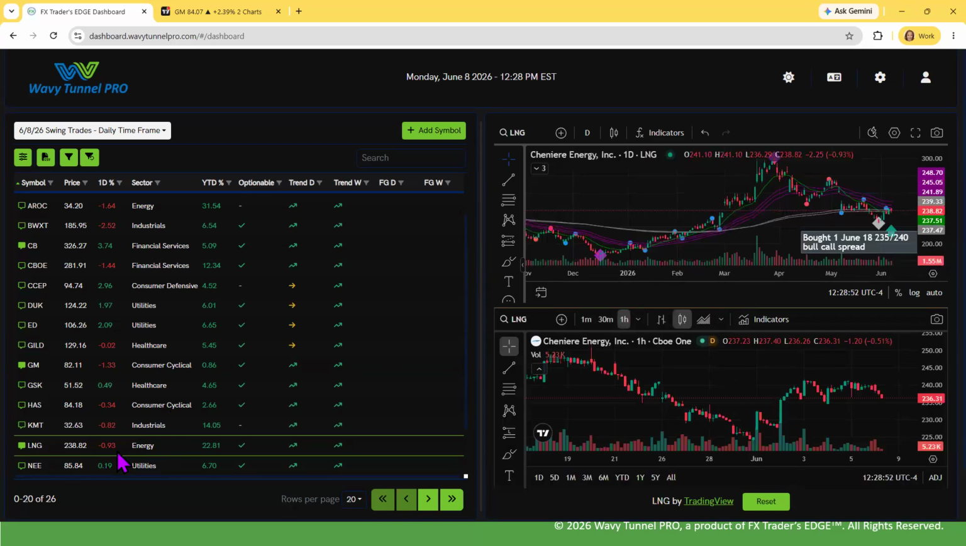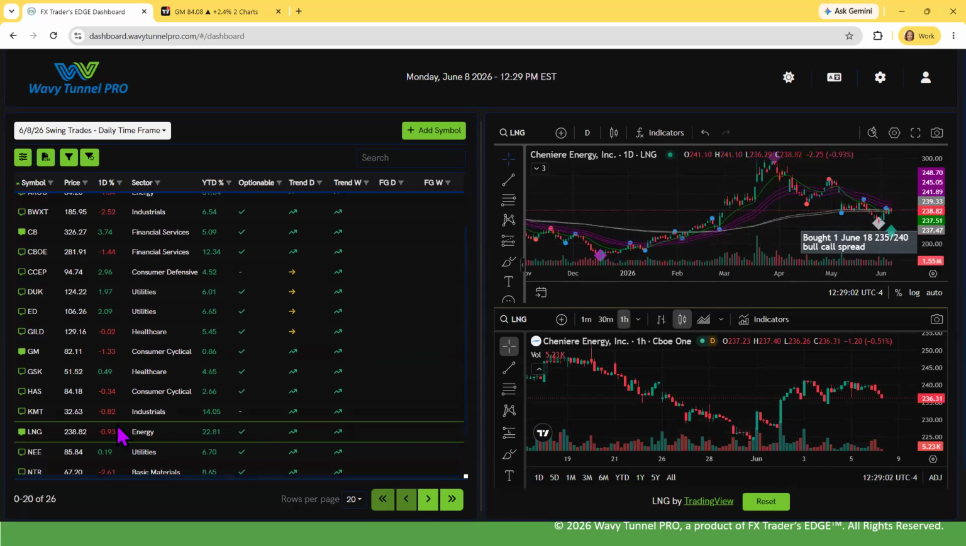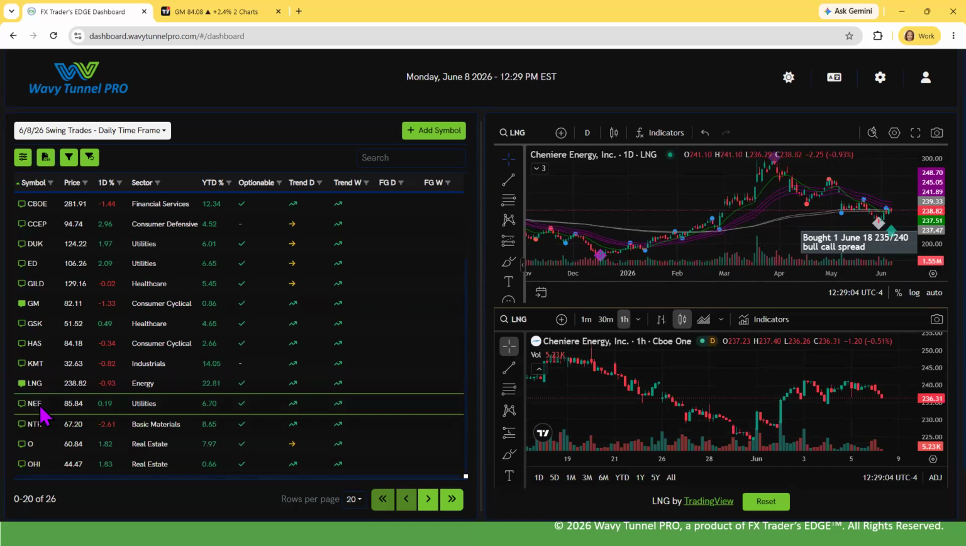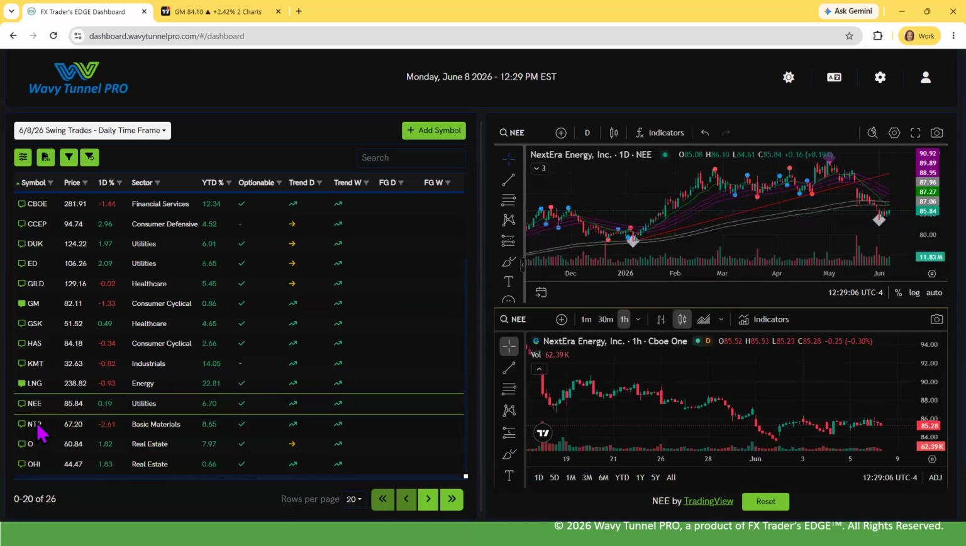LNG we talked about. It's up 22.81%. We have a position in this one. So we have to keep an eye on this one. Okay. NEE is another utility. Again, with this one, I would like to see us moving above the filter.